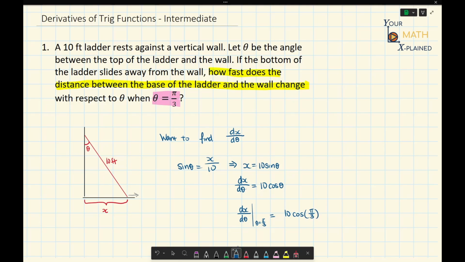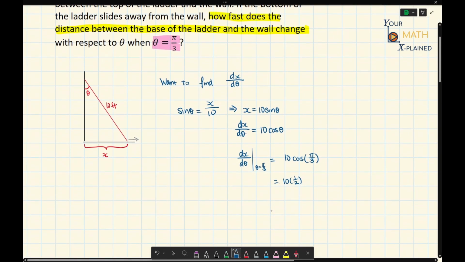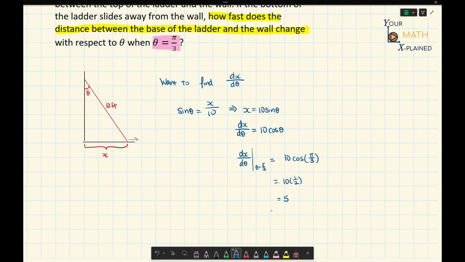And cosine of pi over 3, that's one of our special triangles. So this is equal to 10 times 1/2, which means dx d theta is equal to 5. And lastly, we need to make sure that we put in our units for this. So the unit for x here is feet because our distance here is in terms of feet. And then our theta here is in terms of radians because we're given theta is equal to pi over 3, which is in radians. So the final unit here would be feet per radian.